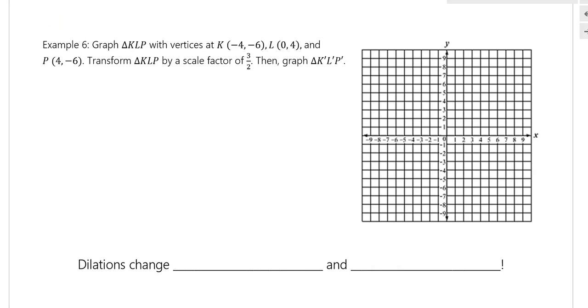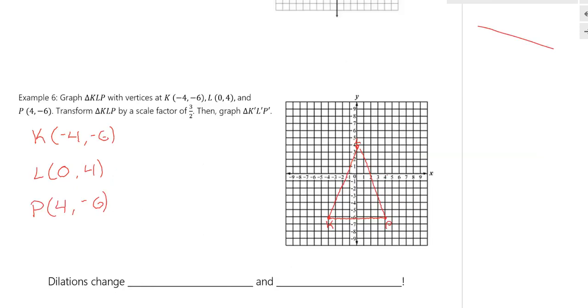Graph KLP with vertices at -4, -6. L at 0, 4. And P at 4, -6. So -4, -6 is here. That's K. 0, 4 is here. That's L. And 4, -6 is here. That's P. KLP.